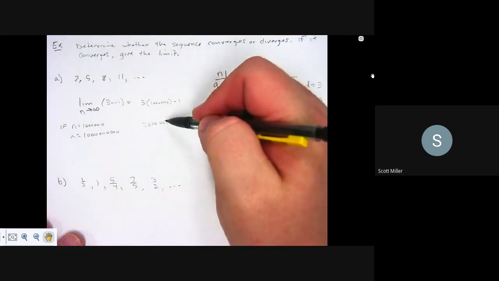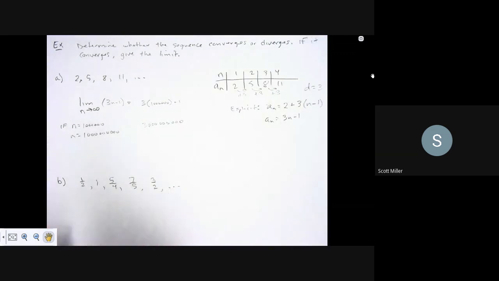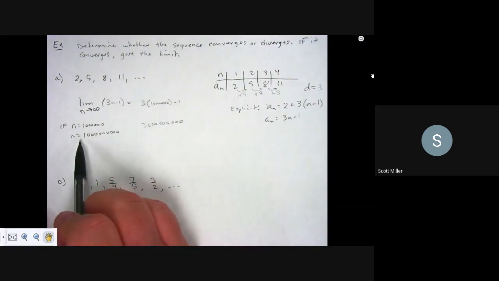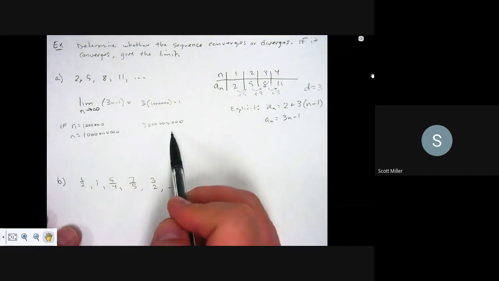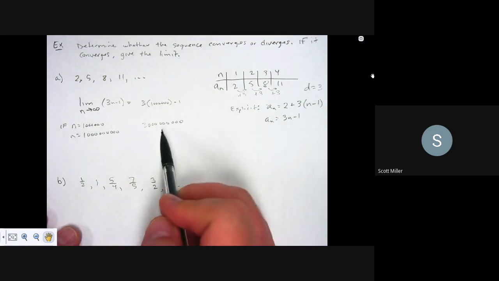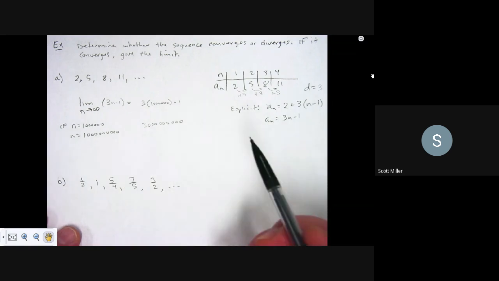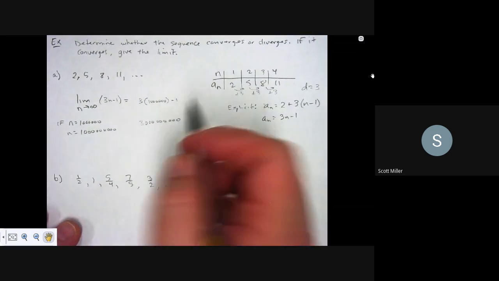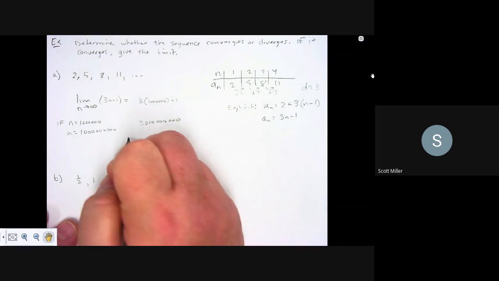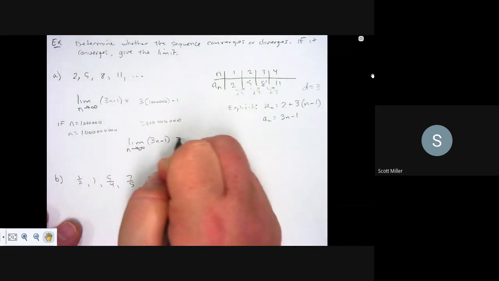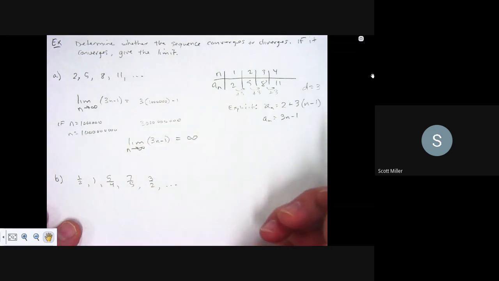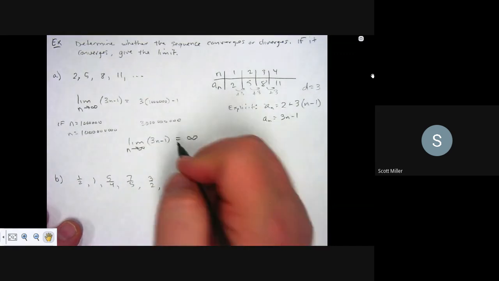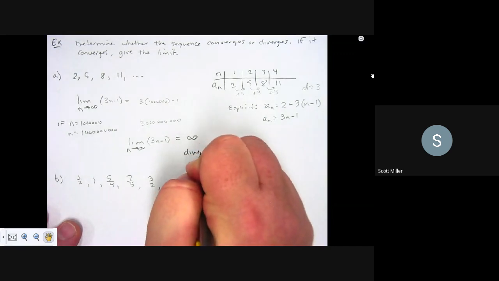Is that number getting close to a single number? Or does it just keep getting bigger and bigger and bigger? If I pick another number bigger than 1 billion, am I going to get a number that's getting closer to some other number? No, it's just going to keep getting larger. So when it just keeps getting larger and larger, then that limit does not exist. And so this thing diverges. So the limit as n goes to infinity of 3n minus 1 just keeps getting larger. It goes to infinity. So that means this diverges.